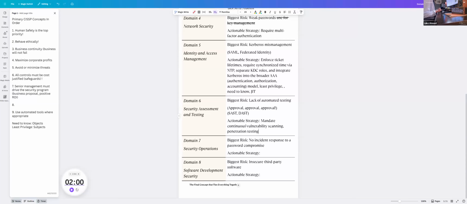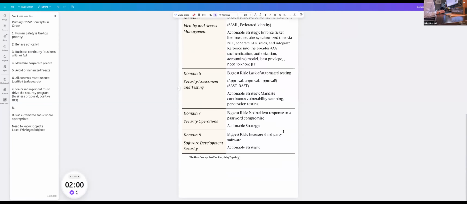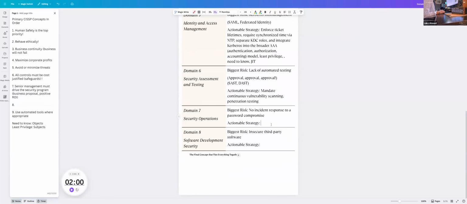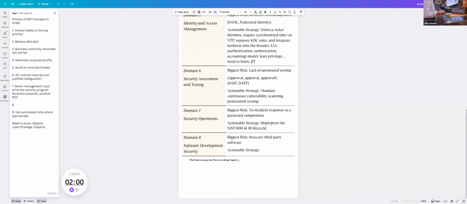Domain 7: no incident response to a password compromise. What's the answer? Implement incident response. Good, but we're not those kind of CISSP instructors. We're a little bit more elite than that. We're going to give you a little bit more high level, which is implement the NIST 800-61 incident response lifecycle. It's all about life cycles and following documentation.